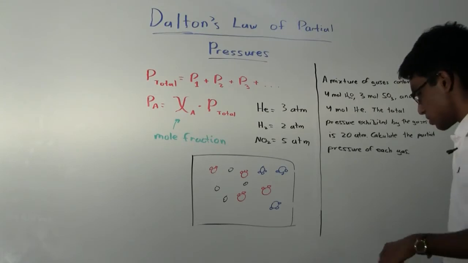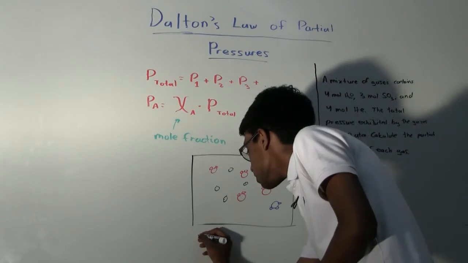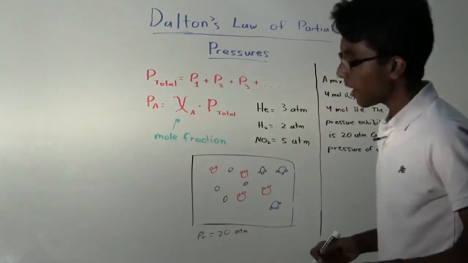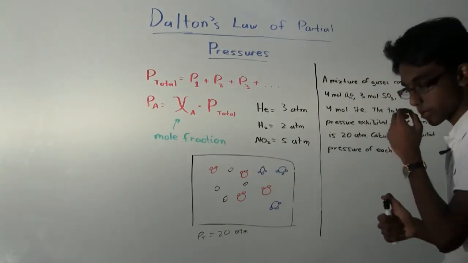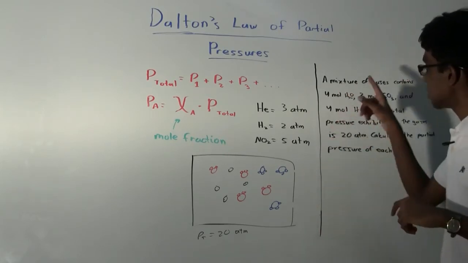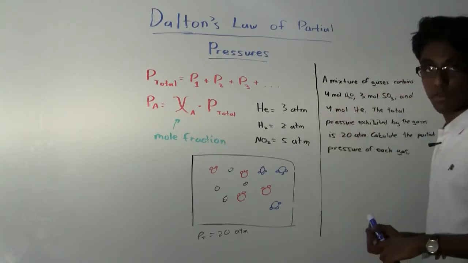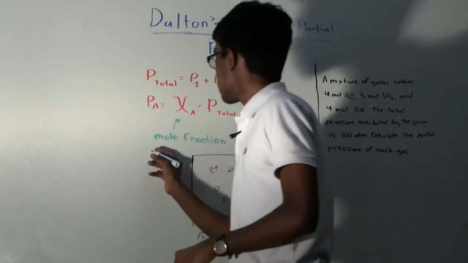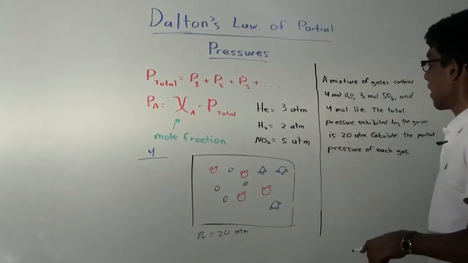We know the total pressure exerted by the whole combination of these gases is 20 atmospheres. So total pressure, okay? And we want to find the pressure exhibited by each individual gas, and that's called the partial pressure. So what we have to do is get the mole fraction. So mole fraction is the number of moles of what we're looking for over the total moles of all the gases. So the mole fraction for water is going to be 4 divided by the total moles of gas, which is going to be 4 plus 3 plus 4, and that is 11.